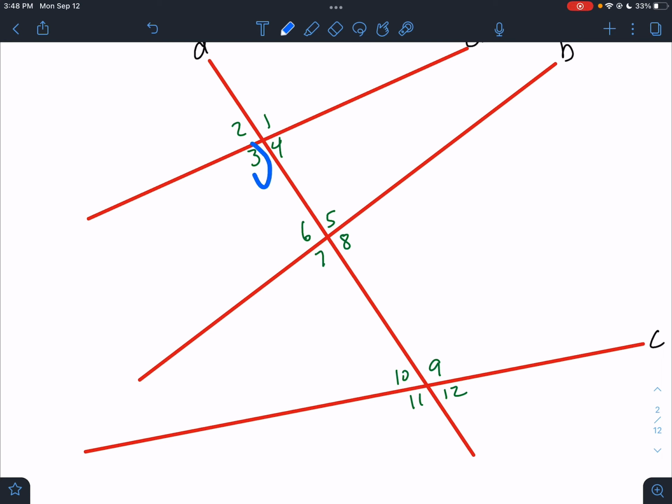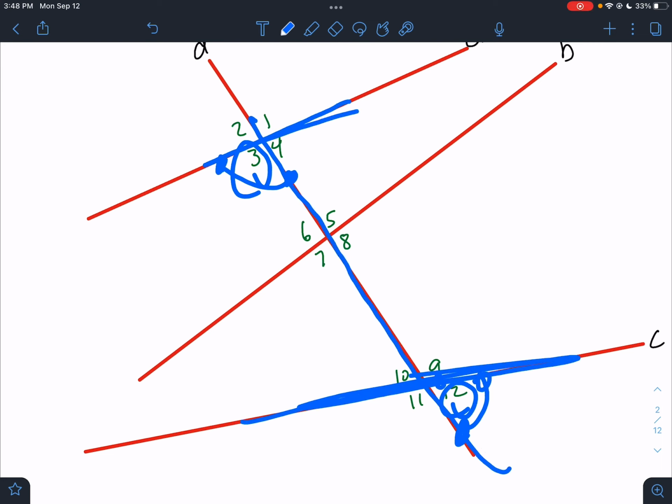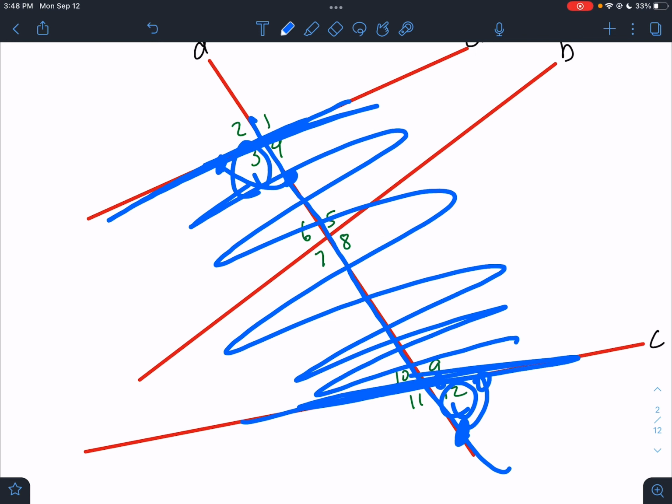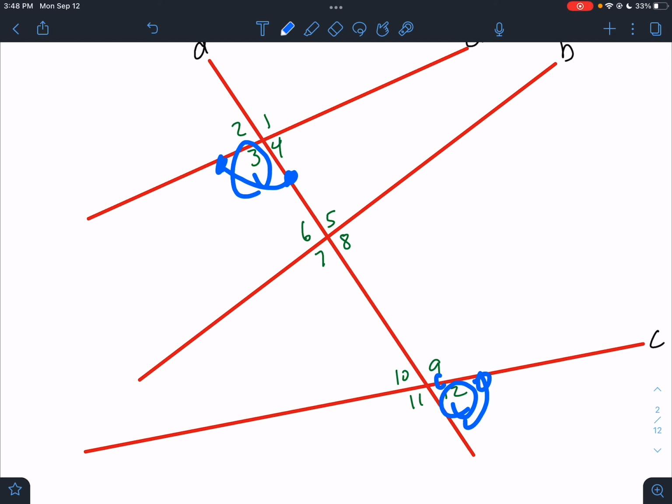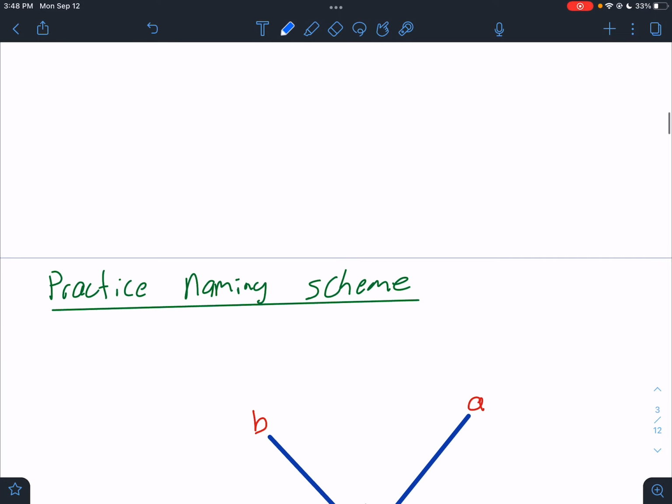One more real quick. 3 and 12. Let's look at 3 and 12. Connect away. So here's the other line for 12. Here's the other line for 3. 3 is on the inside. 12 is on the outside, and they alternate. One inside, one outside alternating. There's no name for that. 3 and 12 have no name.